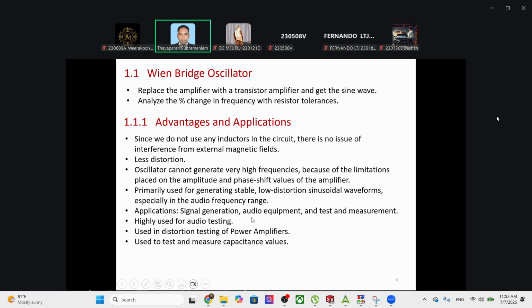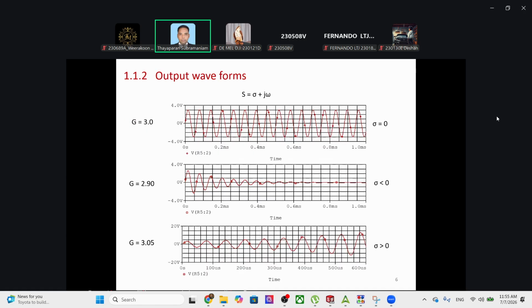And also a tone generator, right? Beep tone, no, not this beep tone here, but a tone generator, on and off. Then it is used in distortion testing of power amplifiers. It is also used to test and measure capacitance values. Yeah, this is one of the important ones. Fortunate that I saw the last point, otherwise I would have forgotten that.